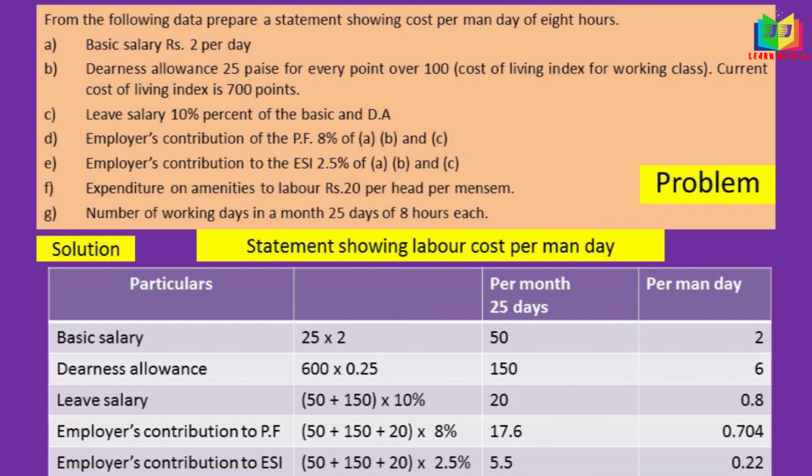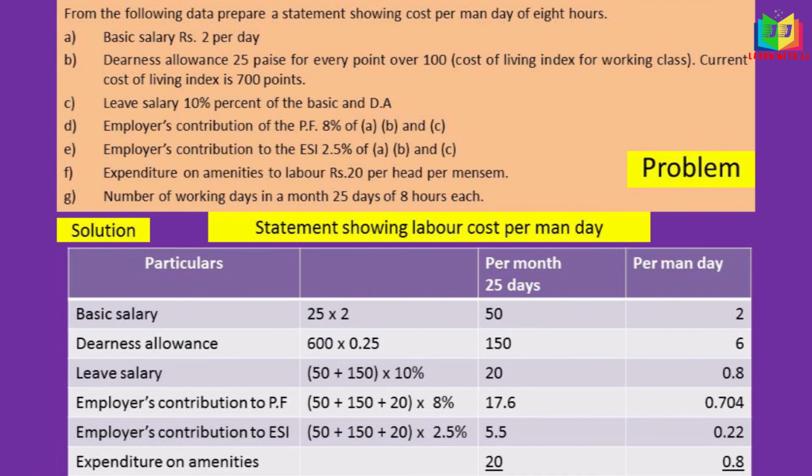And in a similar way we have to calculate the contribution to ESI. The same 50 plus 150 plus 20 into 2.5%. So we'll get 5.5, and if we divide by 25, we'll get 0.22.